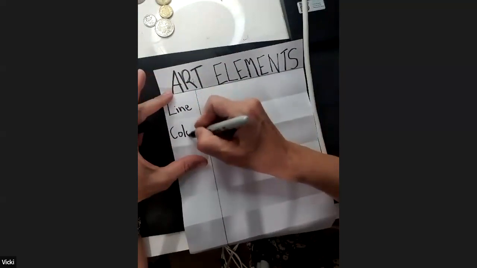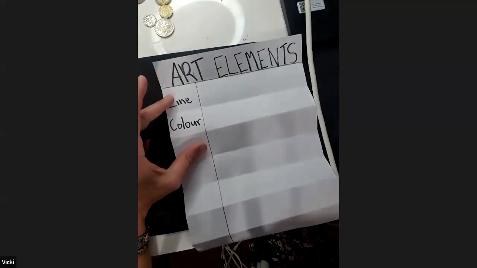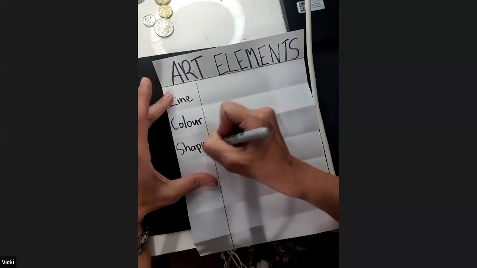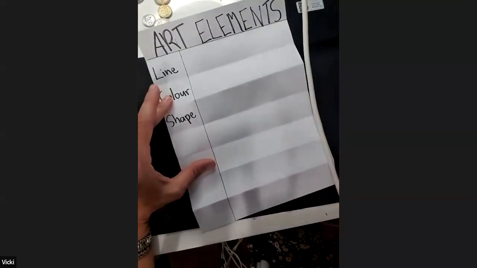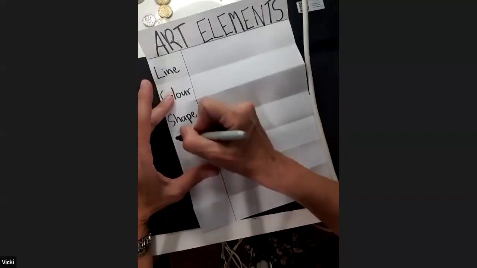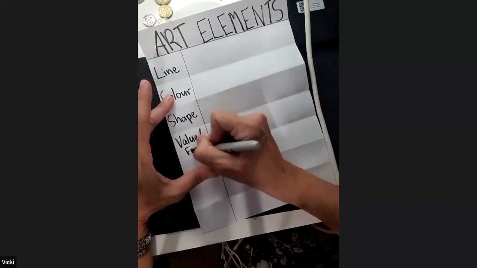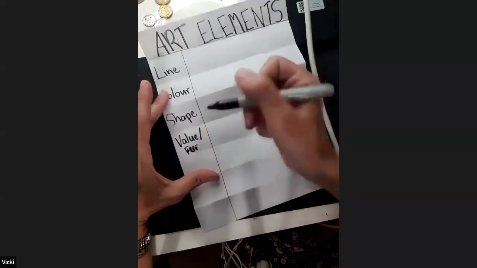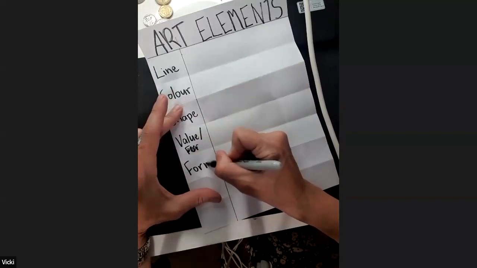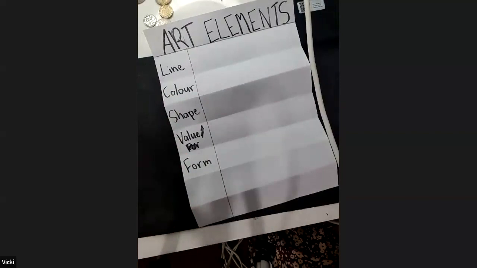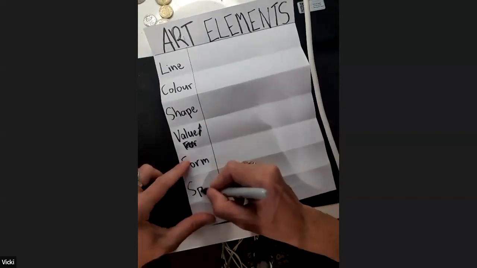You've all finished with line? Yes. Now the next thing I want you to do is color. All right. And then the next one is going to be shape. And then the next one is going to be value and form. Value and form are going to go together. All right. We're going to do value and form together. So I want you to put value and then form one after the other. Sorry, I made a mistake here. Value and then form. And then we go to space. Who remembers the last one?